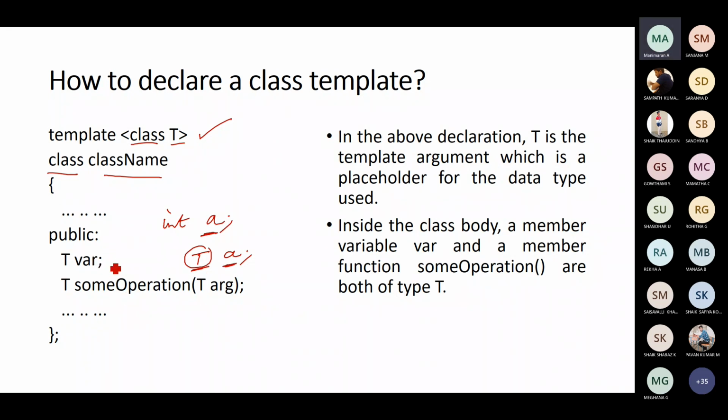So this is the member variable and this one is the member function. Generally the class contains two things: one is member variable, another one is member function. Okay, right? So this is the declaration part of a class template.